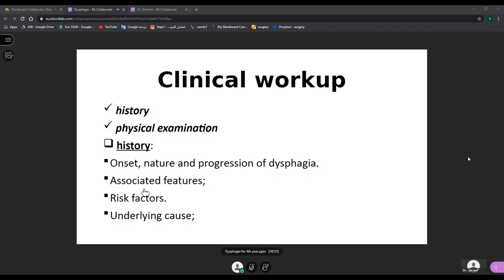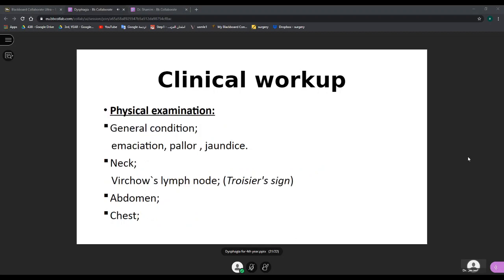What do I mean by associated features? I mean repeated chest infections, for example, sore throat, hoarseness of voice. This will give you a clue about the underlying cause, and of course, halitosis, rumination. This points to a pharyngeal pouch. And then the physical examination.